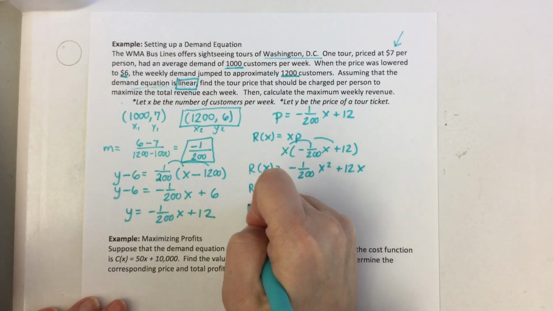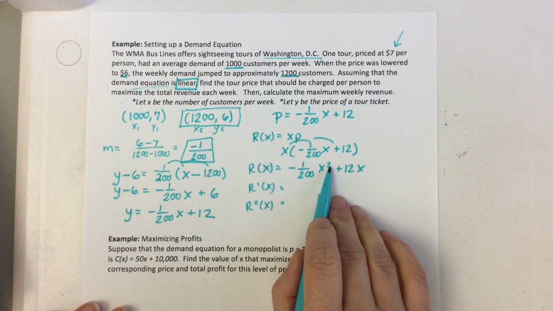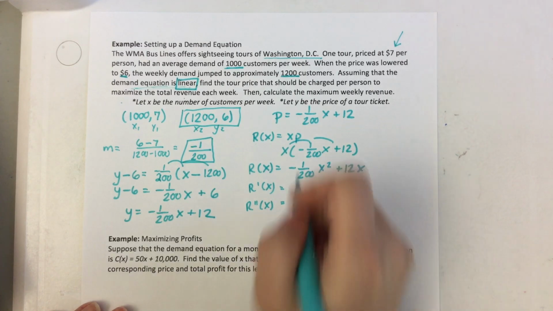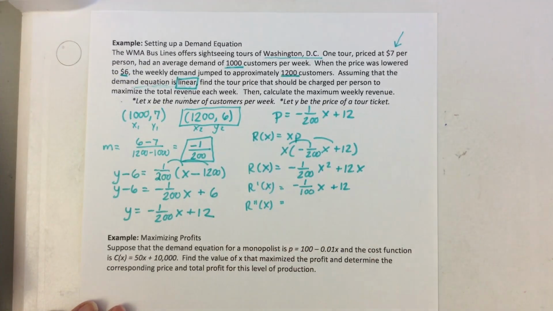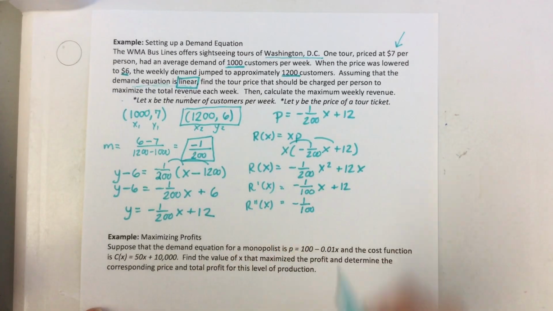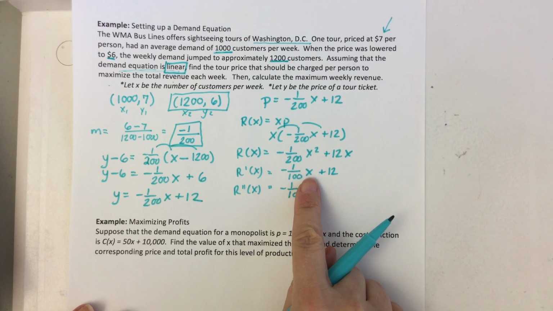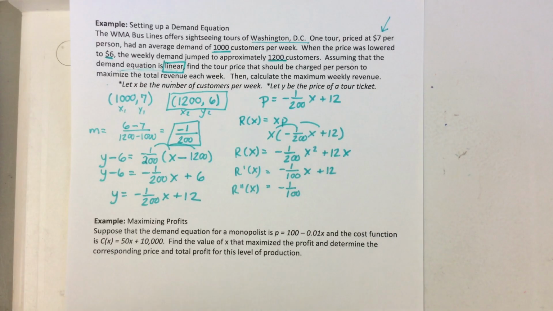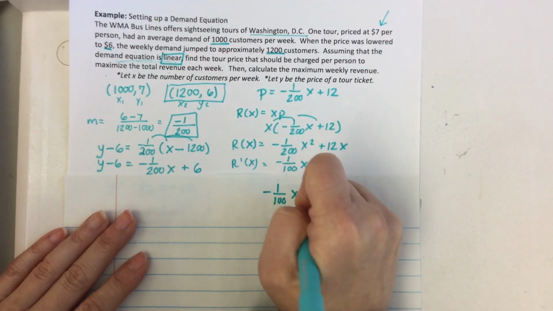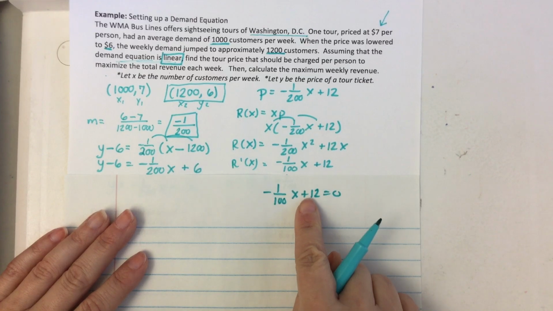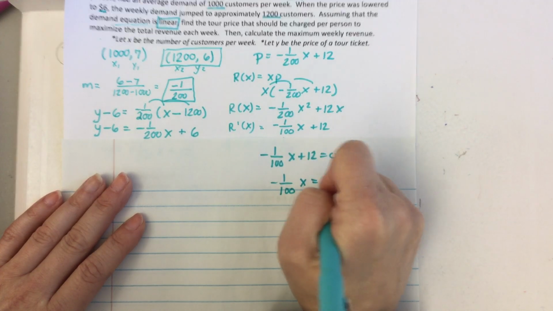So that's first derivative, second derivative. If I multiply this by 2, it would be negative 2 over 200, so that would be negative 1 over 100x plus 12. Second derivative, negative 1 over 100. If I want to find x, the number of customers, what we need to do is take the first derivative and set it equal to 0. Negative 1 over 100x plus 12 equals 0. If I subtract 12, negative 1 over 100x equals negative 12.